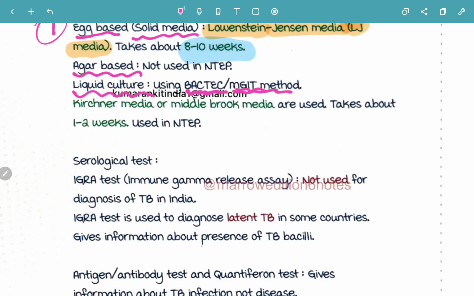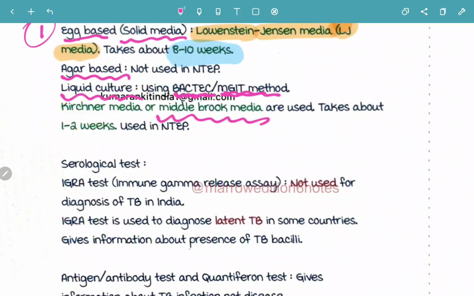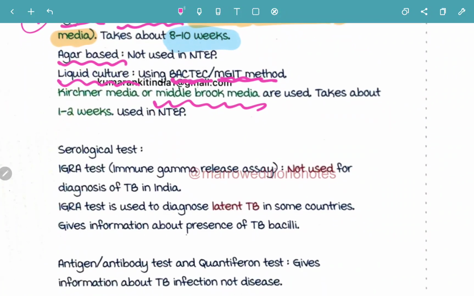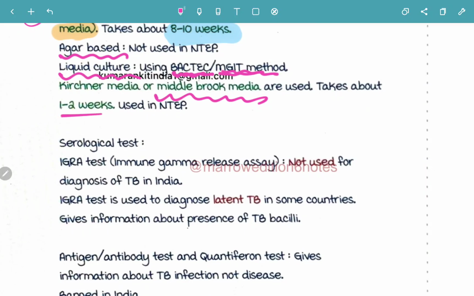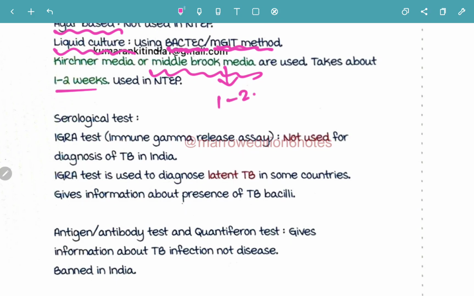Bactec or MGIT method. There is this Middlebrook media, which is famous. So LJ media is not going to be used. Okay, so agar based, and liquid media is Bactec or MGIT method, and the Middlebrook method also takes around 1 to 2 weeks. Because the Middlebrook method has a very short duration, just 1 to 2 weeks, it is used in NTEP.